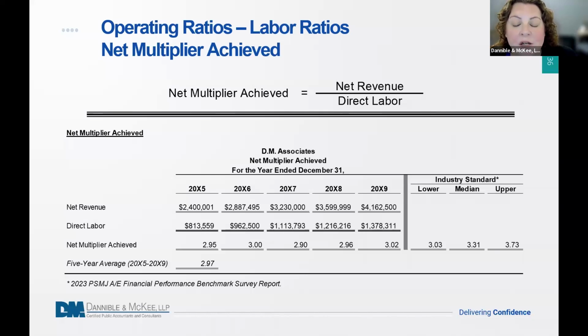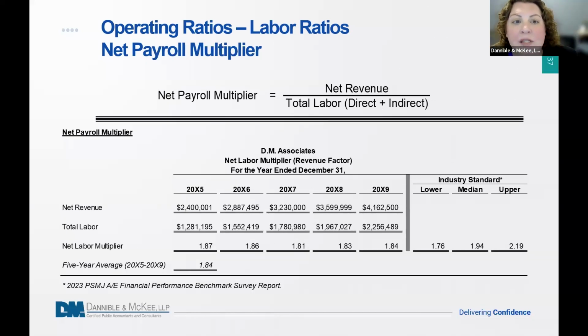So you can see here the firm's at roughly 3.02, industry standard is 3.31. But you can look that in past years you've been 2.96, 2.90. So you've grown in this area. So really understanding what you did to grow and where you need to do better and try to be up with industry standard.